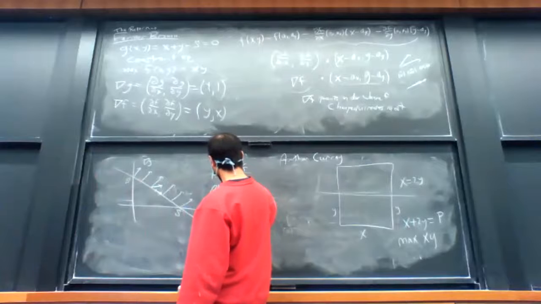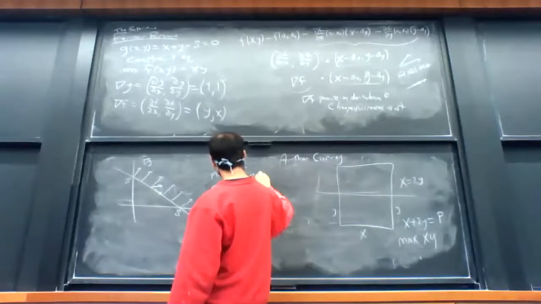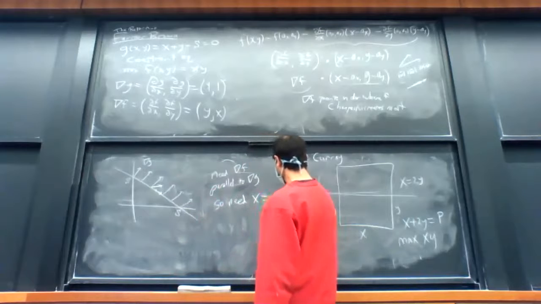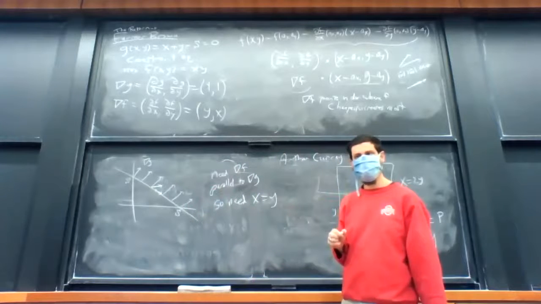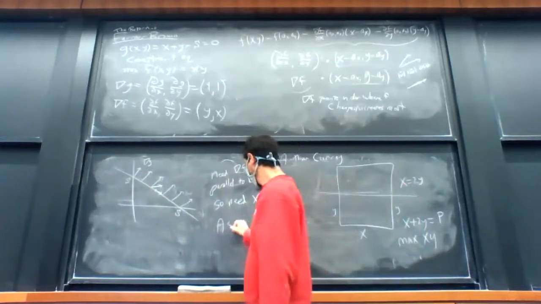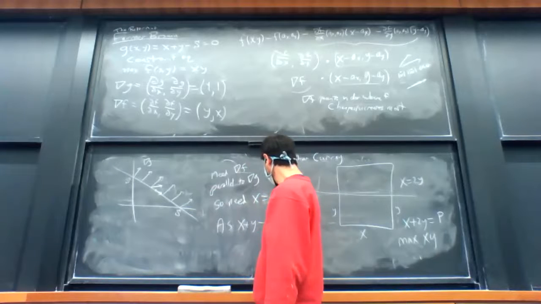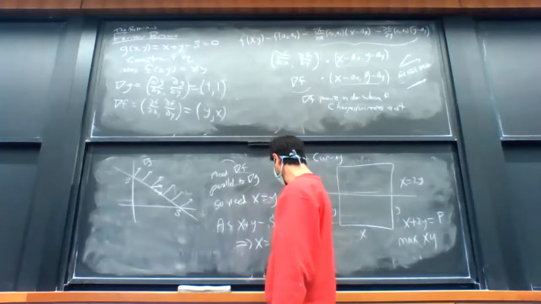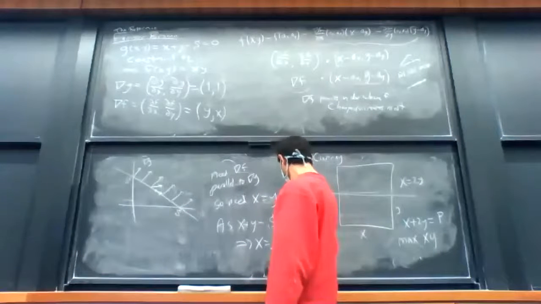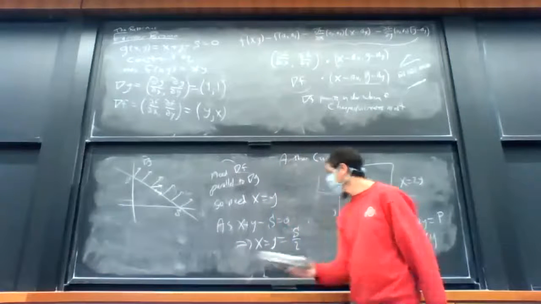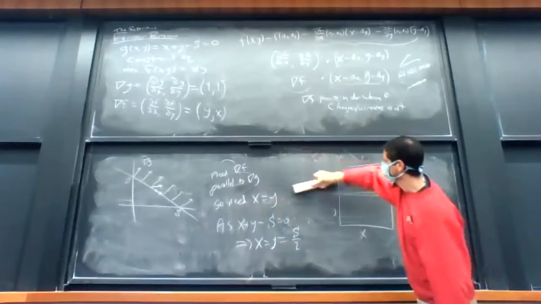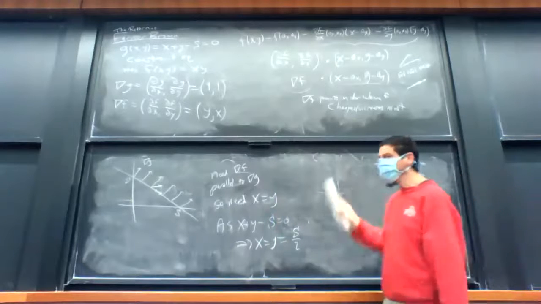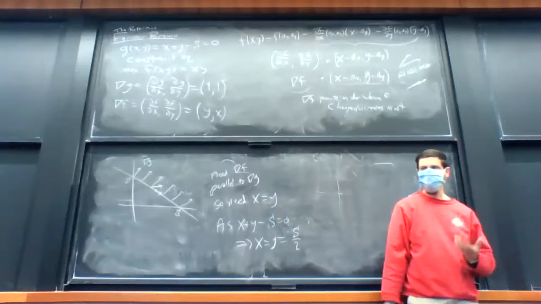So we need grad f parallel to the gradient of g. So we need x equal y. As x plus y minus c equals 0, that implies x equals y equals c over 2. And not surprisingly, we get the same result as before. So we will do more with this. This is the basics of the Lagrange multiplier problem.